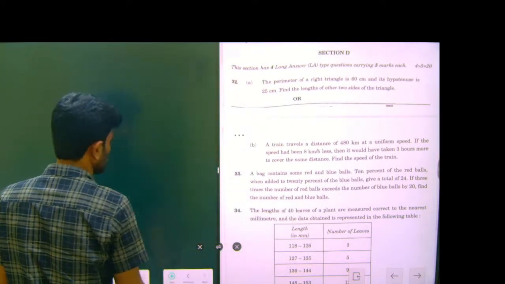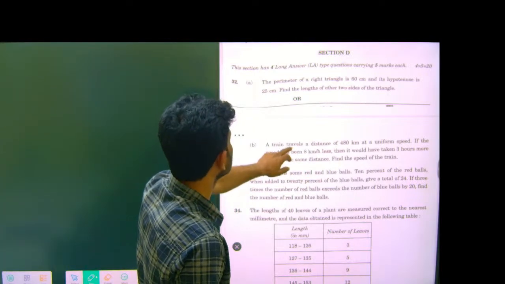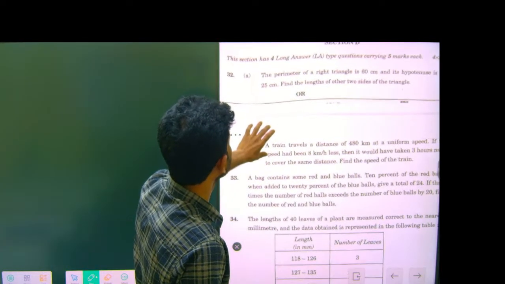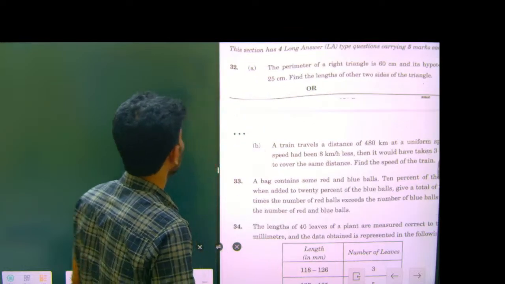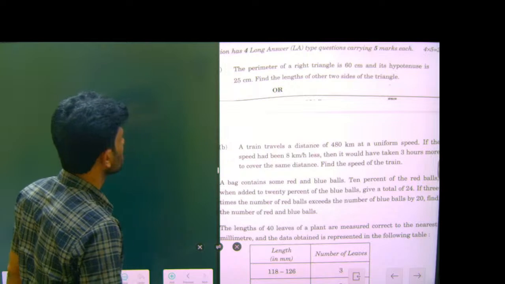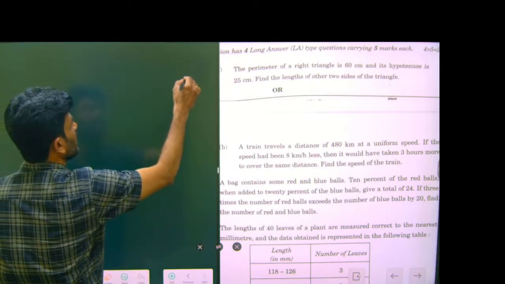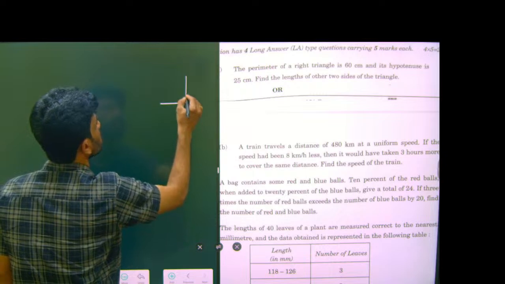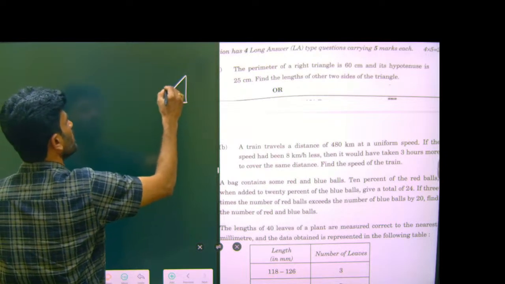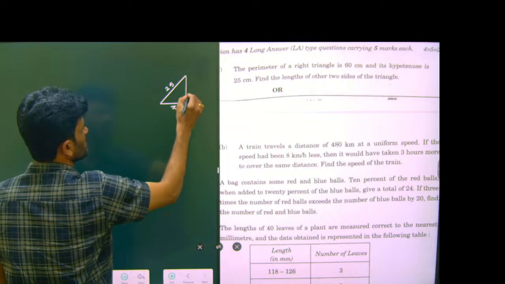This is another set. In this question, what is given? The perimeter of a right angle triangle is 60 centimeters and its hypotenuse is 25 centimeters. Perimeter is given 60 and hypotenuse is 25. Find the lengths of other two sides. Right angle triangle we have to draw, and here hypotenuse is given 25. Let us take other two sides be x and y.